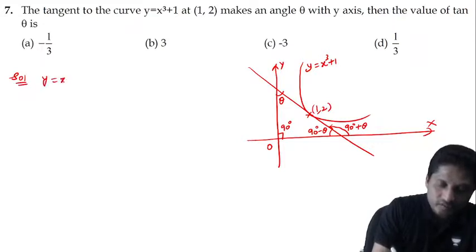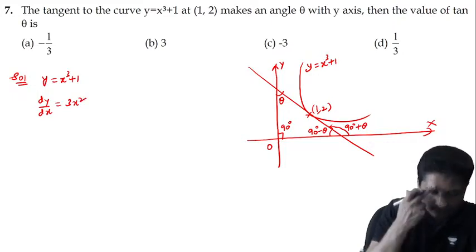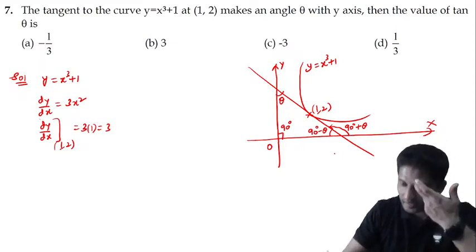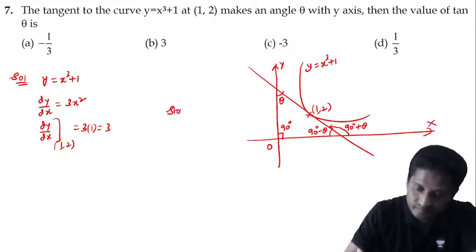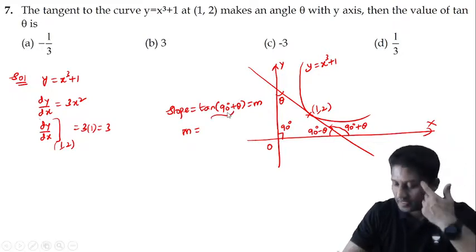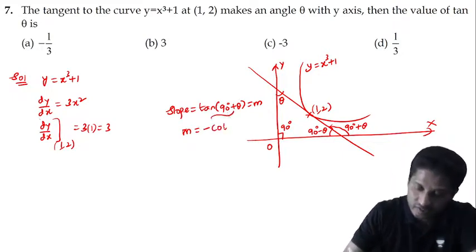y is equal to x cube plus 1. If I differentiate, dy by dx is equal to 3x square. Now dy by dx at the point (1, 2) will be equal to 3 into 1, which is equal to 3. Now the slope of the tangent is equal to tan of 90 plus theta, taken in the anti-clockwise direction. This is also m. Now 90 plus theta is in the second quadrant, tan is negative, and the ratio will change to co-ratio.